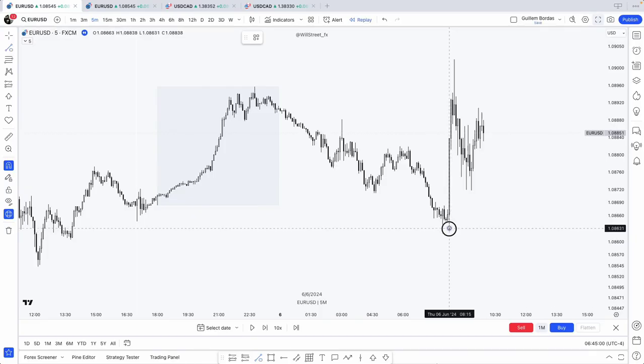Actually, I think that it was SMT here. I'm not sure, but we don't want just looking at what time made the lower low. This is the last candle of the 7 AM candle. All right, next setup.